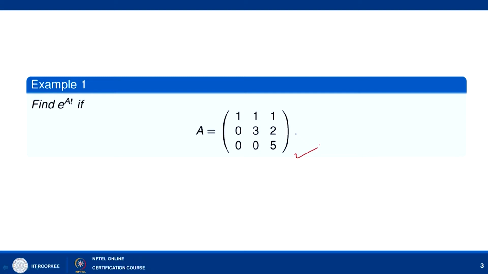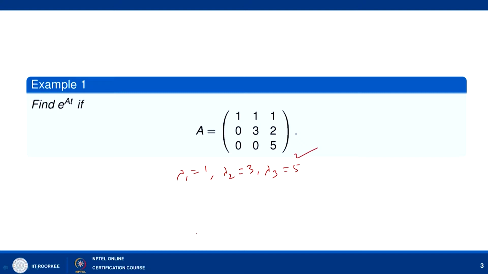Now, here we have taken a very simple example to discuss because it is an upper triangular matrix and eigenvalues you can easily calculate as 1, 3 and 5. So, here your lambda 1 is equal to 1, lambda 2 equal to 3 and lambda 3 equal to 5, and since we have distinct eigenvalues.